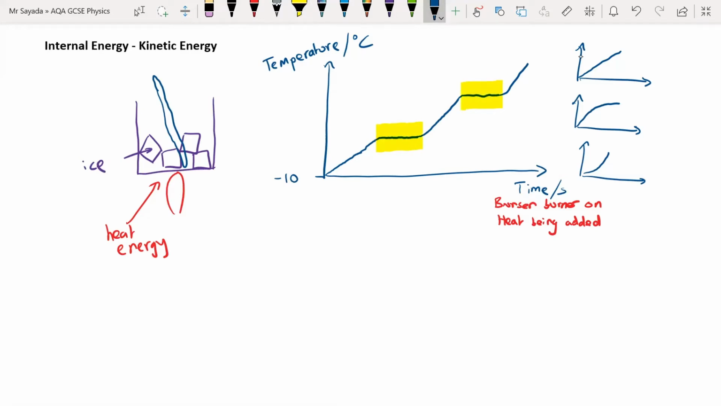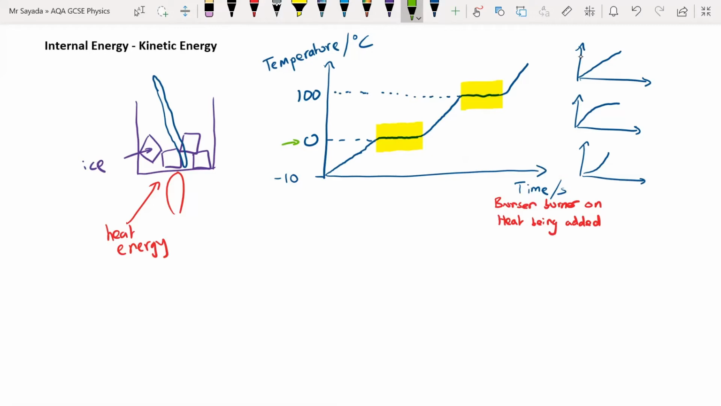Now, those points where the temperature stops going up are actually special points. This is ice. So these two temperatures should be familiar to you. What is this temperature over here? This 0 temperature for water? Say your answer to the video.